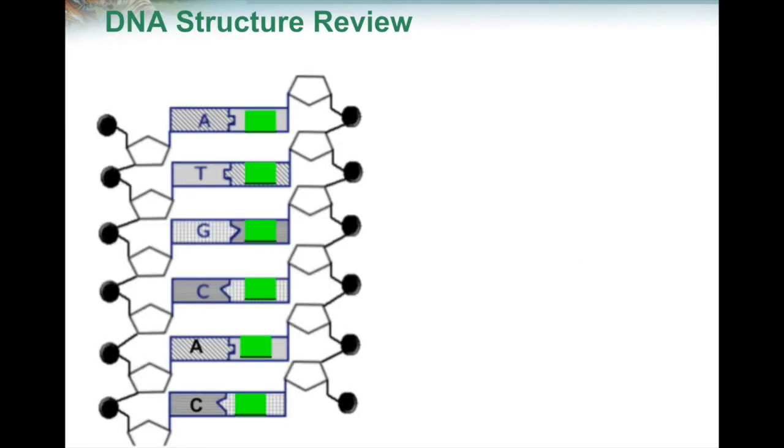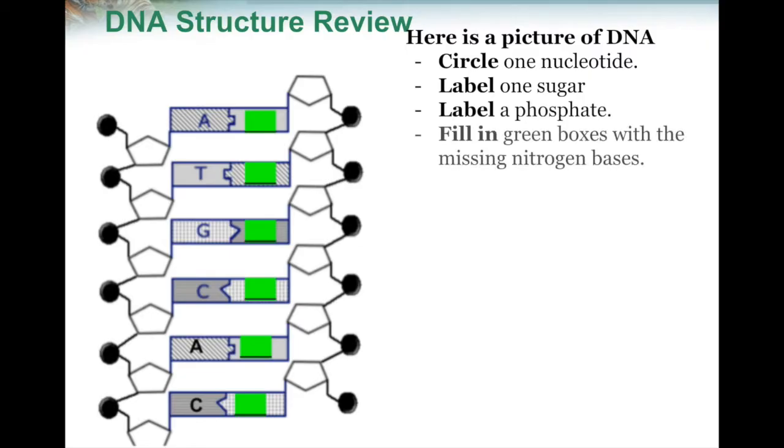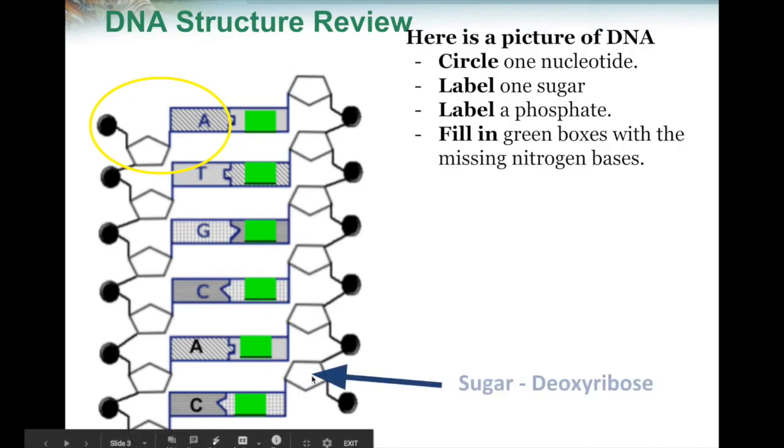So this is part of your homework where you had to take a look at this picture of the DNA and you had to circle one nucleotide, label a sugar, a phosphate, and then fill in the green boxes with the missing nitrogen bases. You needed to circle one nucleotide, and one nucleotide, remember, is made up of those three parts: the phosphate group, a sugar called deoxyribose, and then a base. Then you had to label one sugar. Now there's many sugars here, and the sugars are those pentagons, so you could have just labeled one of them. And the phosphates are any of these circles that are on the picture.